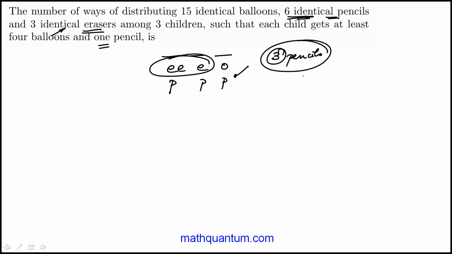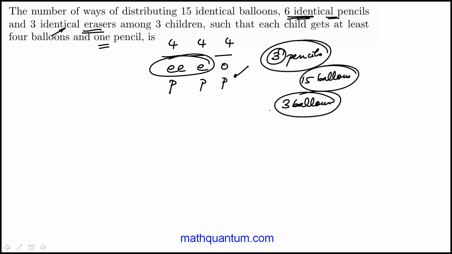And next, if we look at the case of the 15 balloons, each one gets at least 4. So if you give them 4, 4, and 4, 12, now we're left with 3 balloons. And so it's about how can I divide those 3 balloons, which is no different than the eraser case or the pencil. So this question really is about how do I divide 3 items among 3 children.